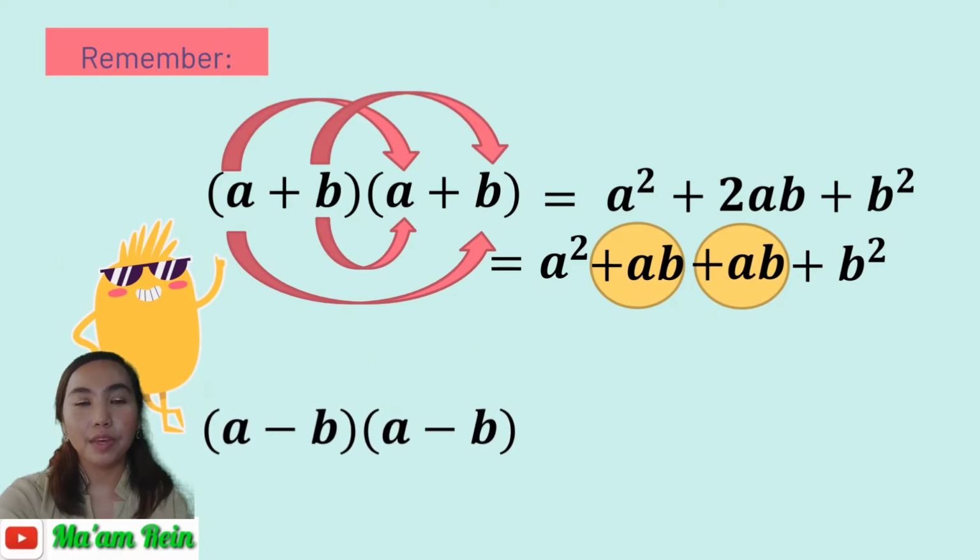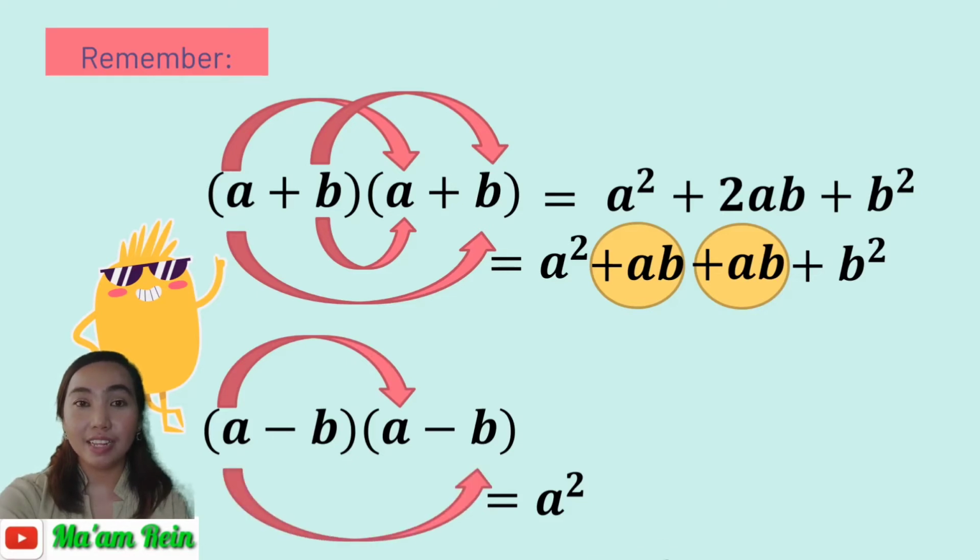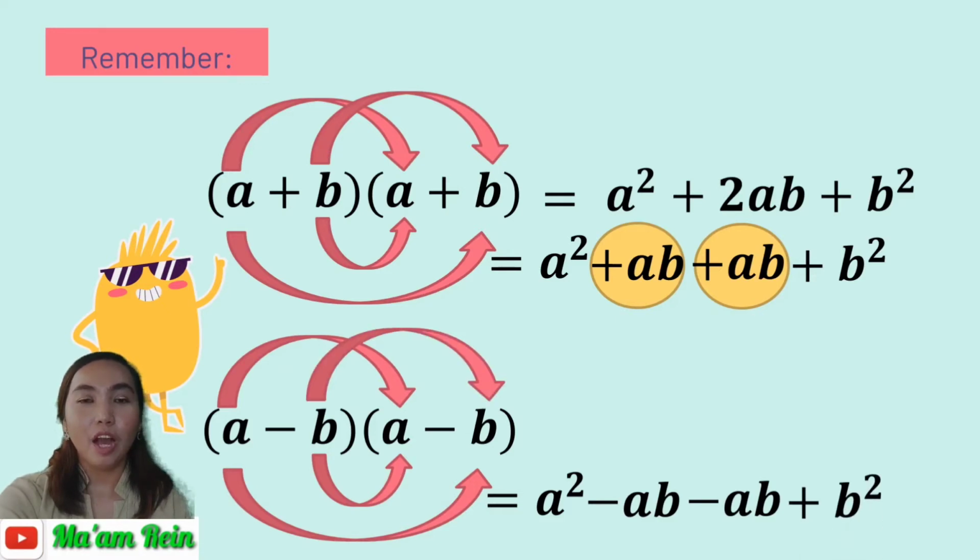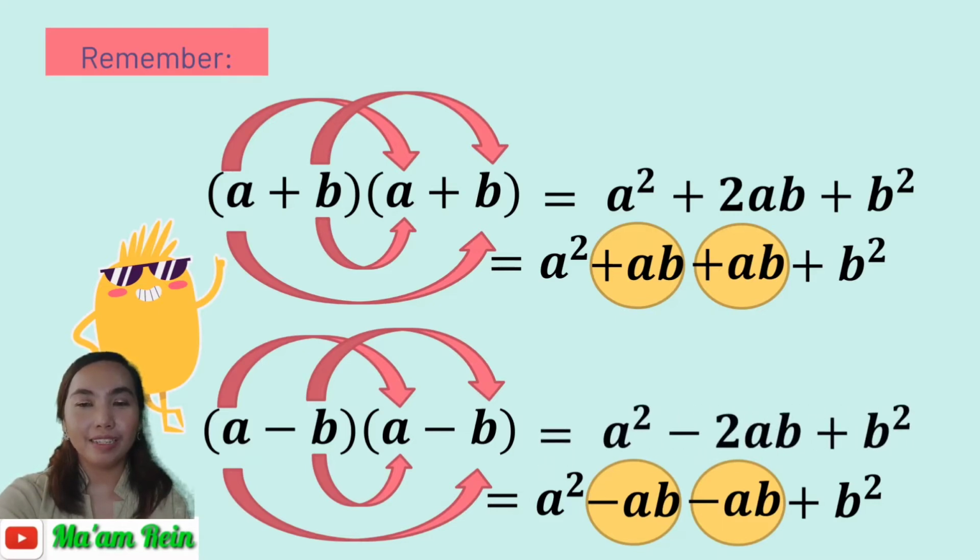On the other hand, we have quantity a minus b times quantity a minus b is equal to a times a is a squared, a times negative b is negative ab, and negative b times a is negative ab, and negative b times negative b is positive b squared. Combine similar terms, so that will become a squared minus 2ab plus b squared.